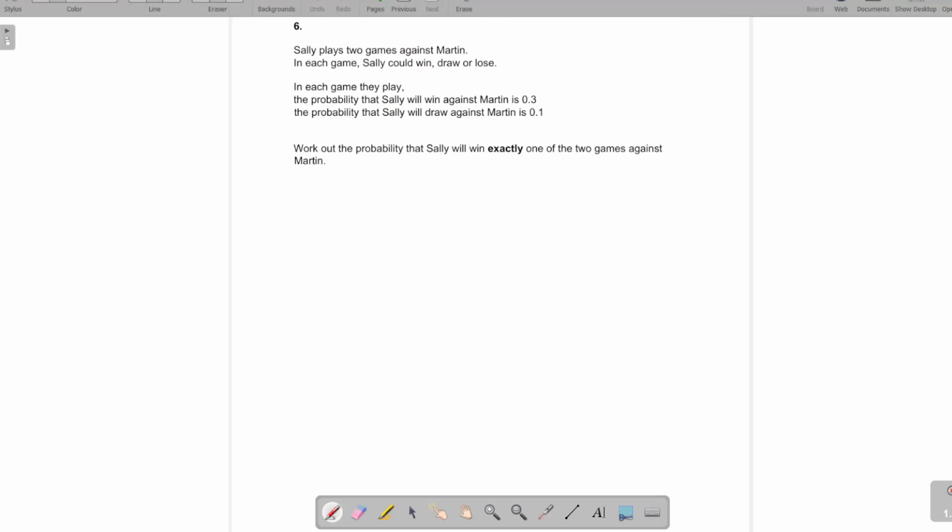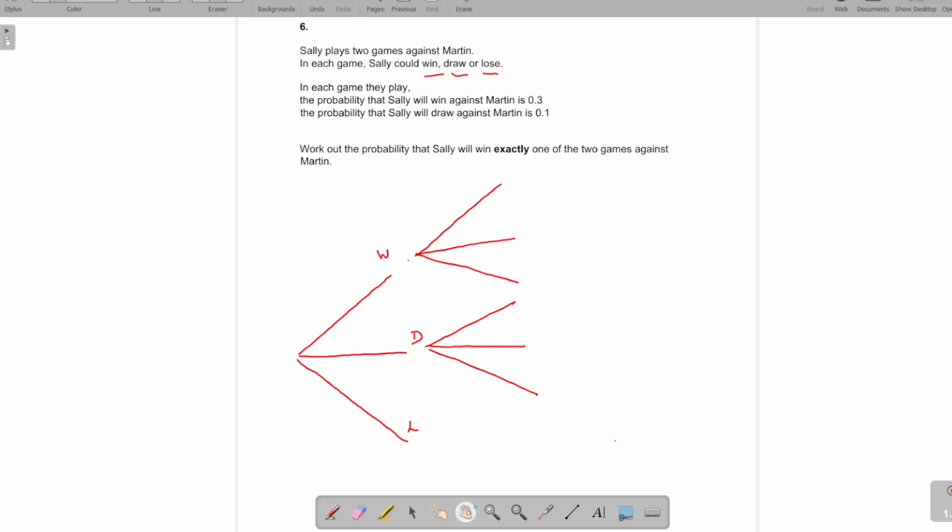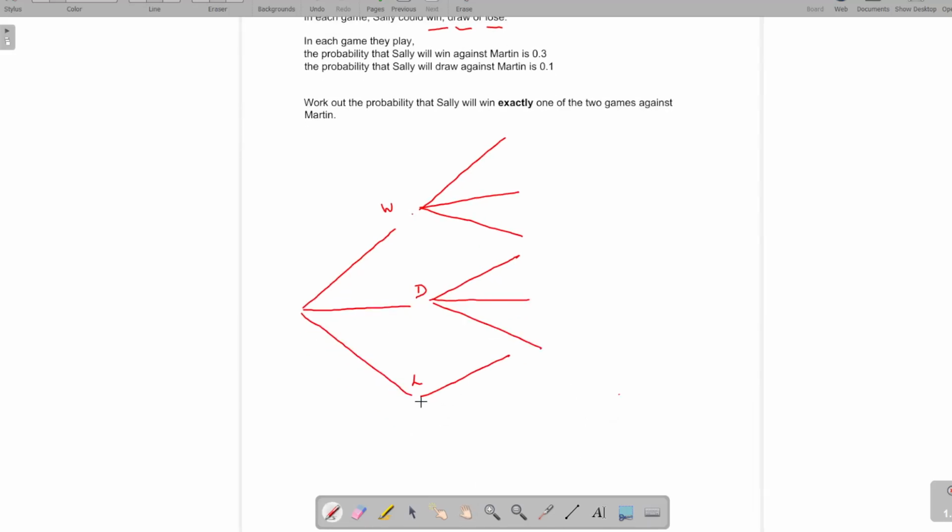Let's move to the next question. Question 6. Sally plays 2 games against Martin. In each game, Sally could win, draw, or lose. So 3 possibilities there. So let's do a tree diagram for that. It's easier that way. So it's 3 branches. One is win, one is draw, one is lose. So he's going to play 2 games. So we're going to do one more set. Right. Win, draw, lose, win.